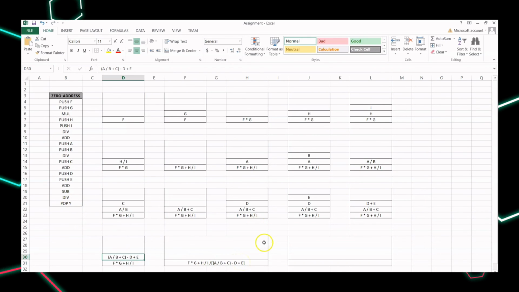And the last part, don't forget, when you have done this expression, the zero address, and you have drawn the stack diagram, you need to make a pop. You need to show the result. So we will store everything to the Y and then show the result, pop Y. So at the end, we need to write Y equals F multiply G plus H divided by I, and divide the bracket behind, A divide B plus C minus D plus E.